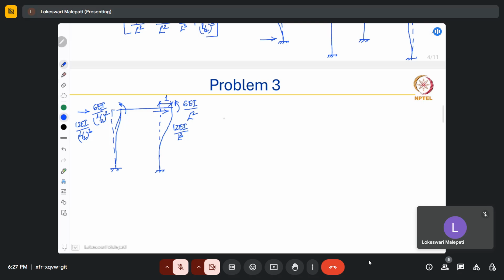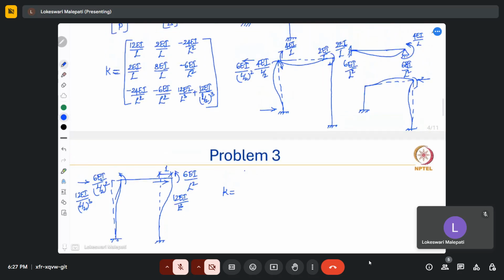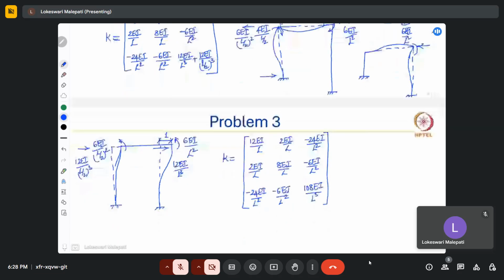Now let me just write it down here again. 12 EI by L and 2 EI by L, minus 24 EI by L square; 2 EI by L and 8 EI by L, minus 6 EI by L square; minus 24 EI by L square, minus 6 EI by L square, and this would be how much? 12 times 8 is 96. 96 plus 12 would be 108. 108 EI by L cube. So this is our stiffness matrix.